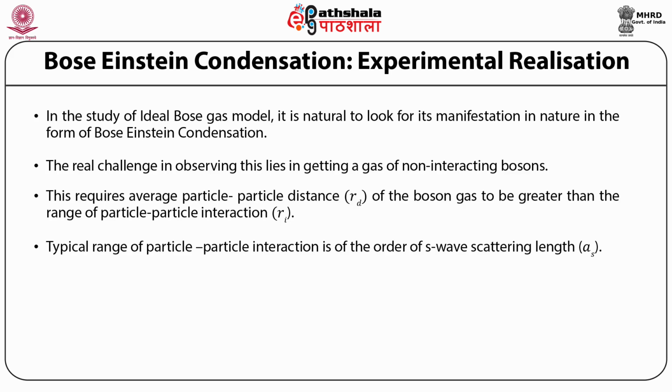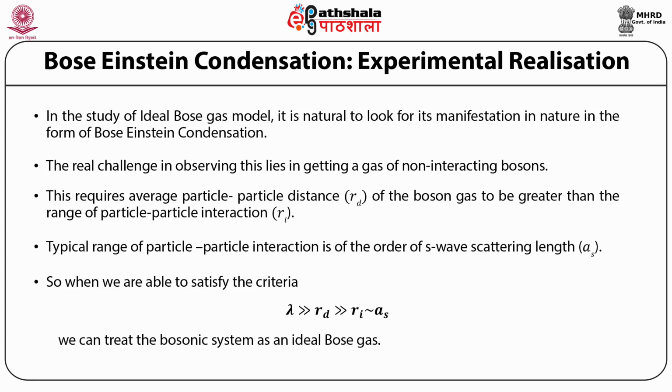Typical range of particle-particle interaction is of the order of S wave scattering length, that is As. Also, the thermal de Broglie wavelength lambda should be much greater than the particle-particle distance Rd. So, when we are able to satisfy the criteria, lambda is very much greater than Rd, is very much greater than Ri, which is approximately equal to the S-wave scattering length, we can treat the bosonic system as an ideal Bose gas.